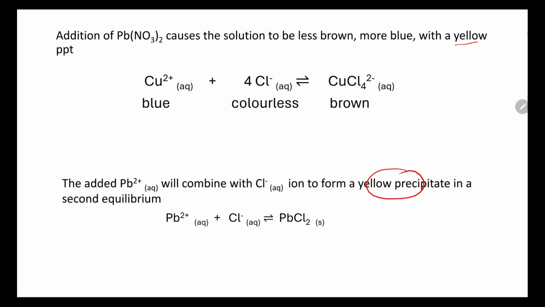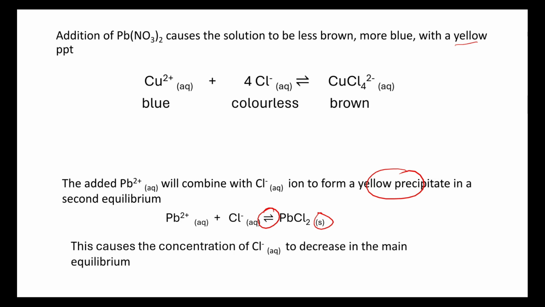Okay, and so now I stated what the thing I added is going to interact with in my main equilibrium. I'm going to give the equation for the secondary equilibrium. Again, for any slightly soluble salts, we're going to say that they form an equilibrium rather than a one-way arrow. And as a result of my chloride ion being involved in the secondary equilibrium, its concentration is going to decrease in my main equilibrium. So now again, we can identify our stress, which will be the decrease in chloride ion. And so again, my main equilibrium will shift to the left.